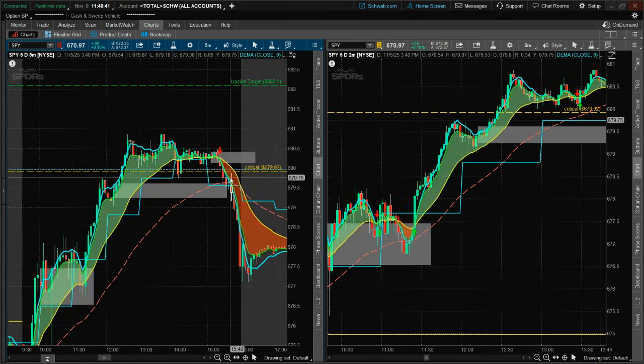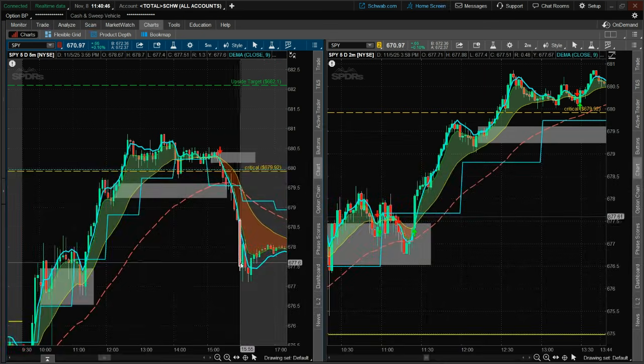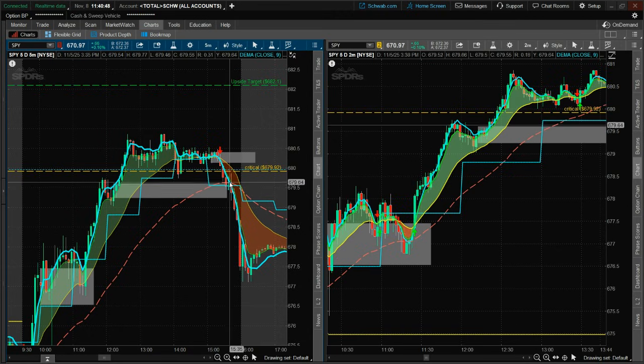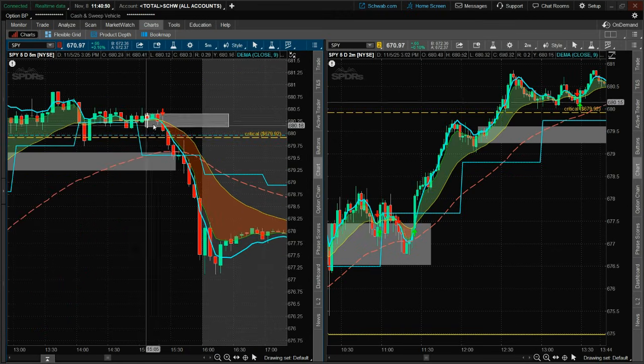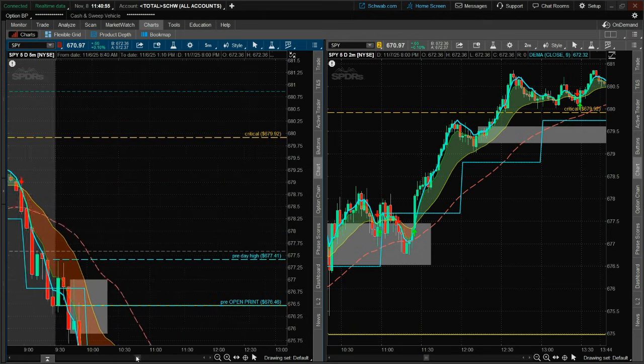Great little HPT crossover criteria right here to anybody that caught that at the end of the day. Look at that. GBI, bam, sell off. I've been really trying to focus a little bit more on the end of the day as well, just because the opportunity there is crazy.